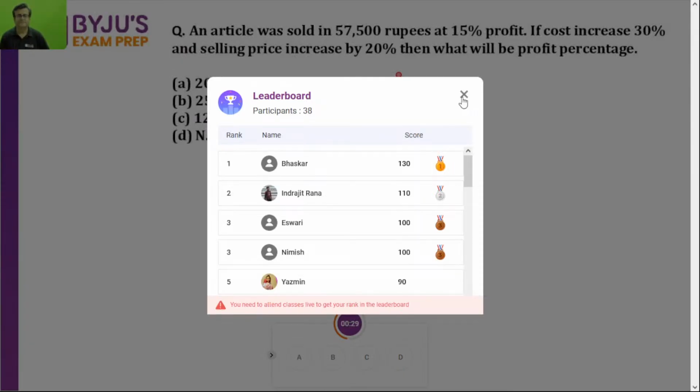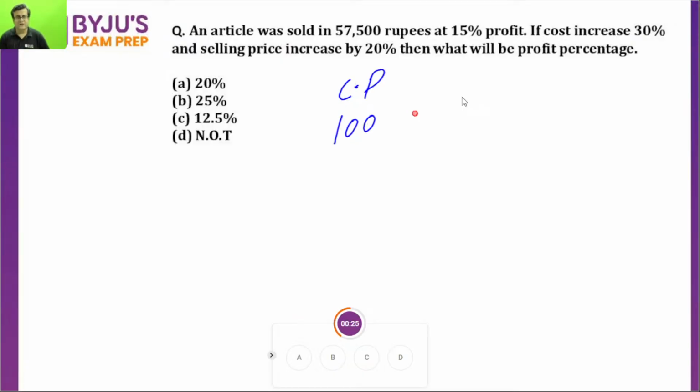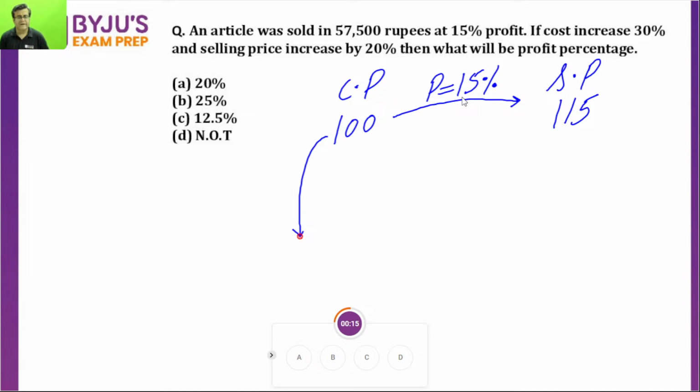D option is right. Good. If I take cost as 100, very good Rishika, getting the right answer. Cost is 100, selling will be how much? If the article is sold at 15% profit, it is sold at 115 rupees. If cost increases by 30%, cost will be 130. If selling increases by 20%, 115 increased by 20% means 23 is the increase.